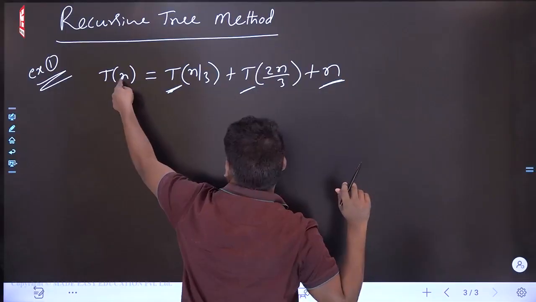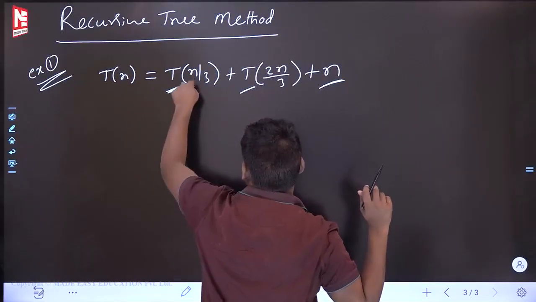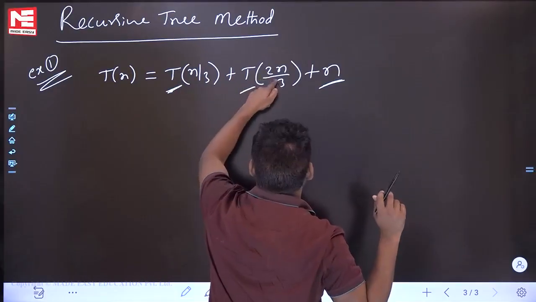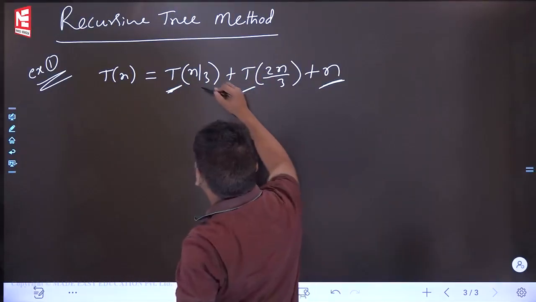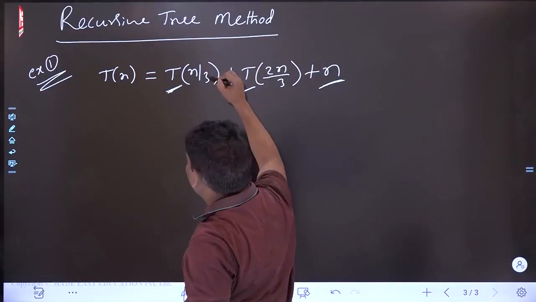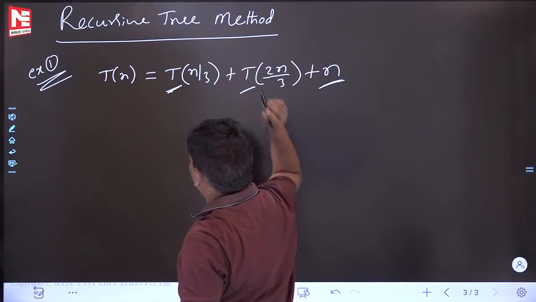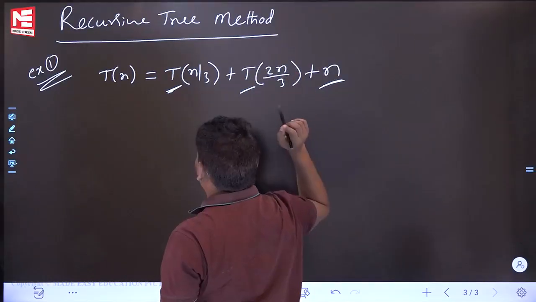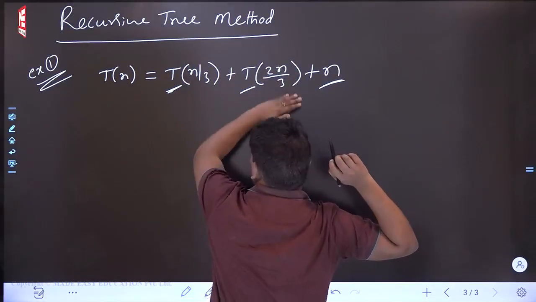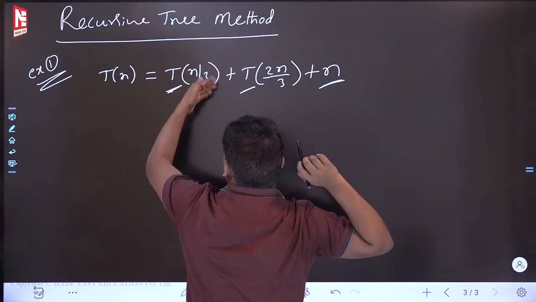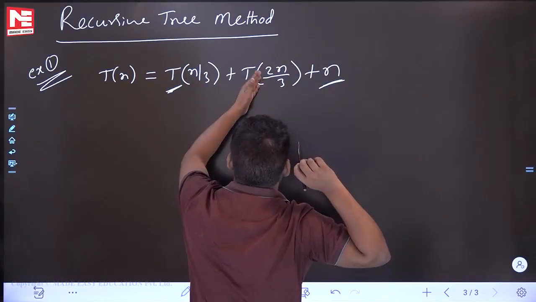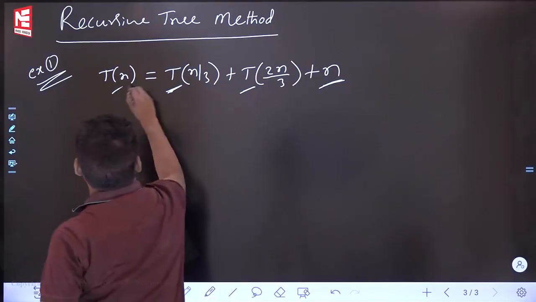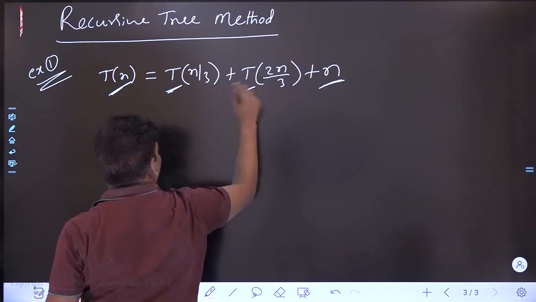See this one, n will be divided into two parts. Left is multiplied by 1/3, right is multiplied by 2/3. Left multiplied by 1/3 is nothing but divide by 3, right multiplied by 2/3 is nothing but divide by 3/2. But anyhow, n will be divided into two parts: one side n multiplied by 1/3, another side n multiplied by 2/3. Everyone fine? Let's see this one. N divided into two parts, these two.